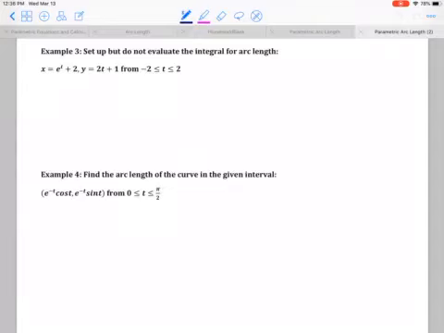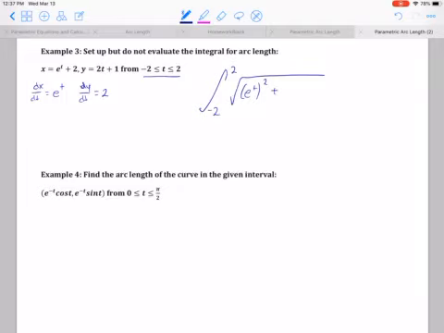Okay, example 3, set up but do not evaluate the integral for arc length. No big deal there, so let's go ahead and find dx/dt. The derivative of e to the t is e to the t. Derivative of 2 is 0, so that one's done. dy/dt is just 2. So my integral, they give me the times, which makes this easy, becomes the integral from lower time to upper time of the square root of (dx/dt) squared plus (dy/dt) squared dt.